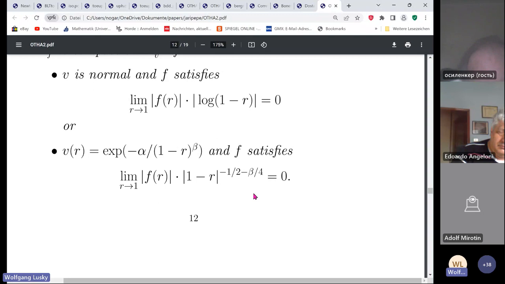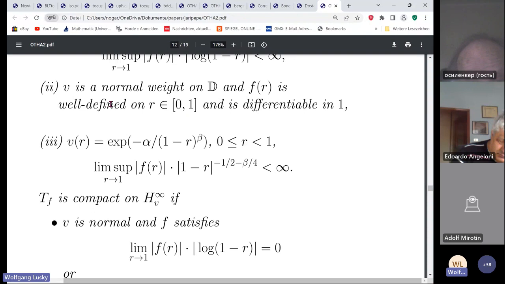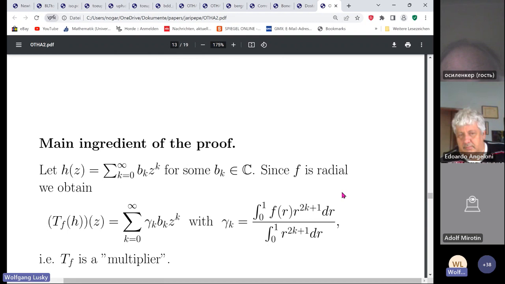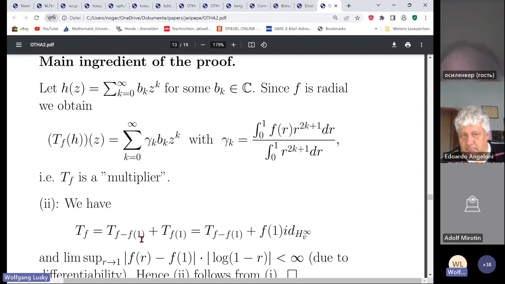Okay, now let me just say a word about the proof of this number two here, because this is easy and I can, using just standard arguments, give the proof for number two. Here we have that f is well-defined even in 1, and it's differentiable there. So we can split f into f minus f of 1 plus f of 1, and then we can split the Toeplitz operators accordingly. And here we have a Toeplitz operator with a constant symbol, and this is nothing else than f of 1 times the identity on H V infinity. And of course, this is bounded, and we only have to look after the boundedness of this Toeplitz operator.